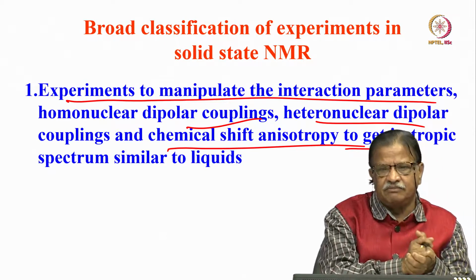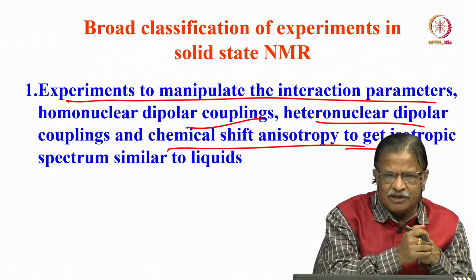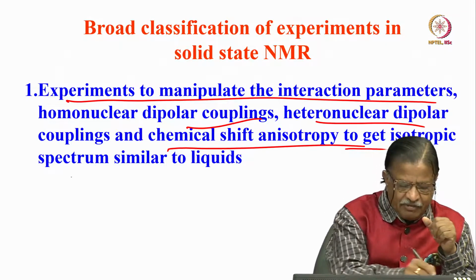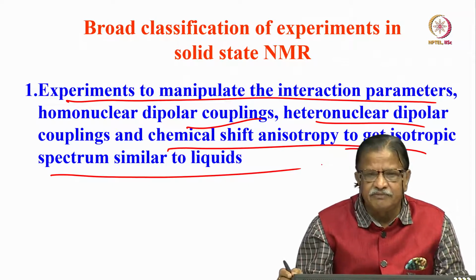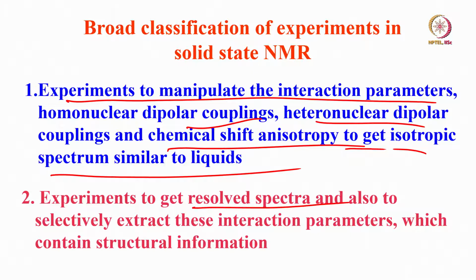retaining its solid form. If I somehow design the experiment to manipulate these parameters and remove them, then I get a spectrum, an isotropic spectrum similar to liquids. Okay. So experiment to get a resolved spectrum is one thing like this, removing all the parameters.